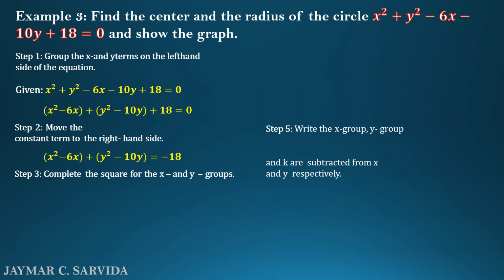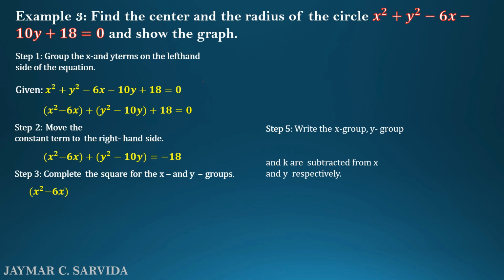Next, step 3. Okay, complete the square for the x and y groups. So kagaya ng ginawa natin doon sa pinakaunang topic bago nito, okay, di ba ganito yung ating ginawa? Kasi yung ating equation dito sa example number 3 ay naka-general equation or naka-general form. Kaya kailangan gawin muna natin siyang standard equation or standard form para madali na lang hanapin yung center at saka yung radius. Okay? So step 3, complete the square for x and y group.